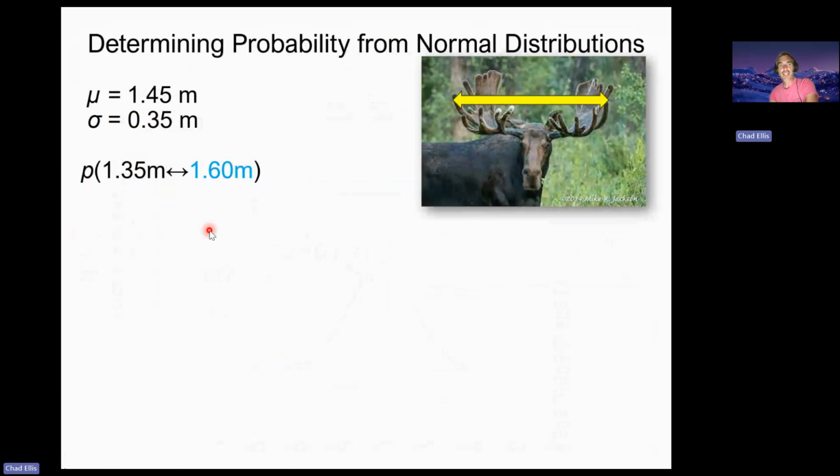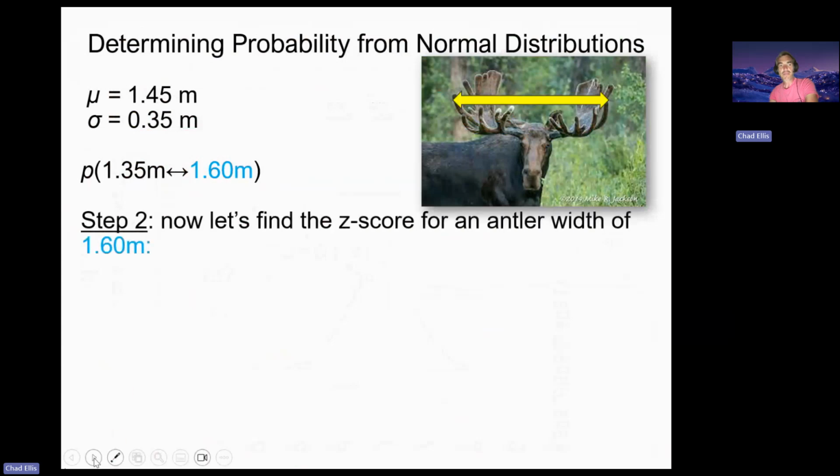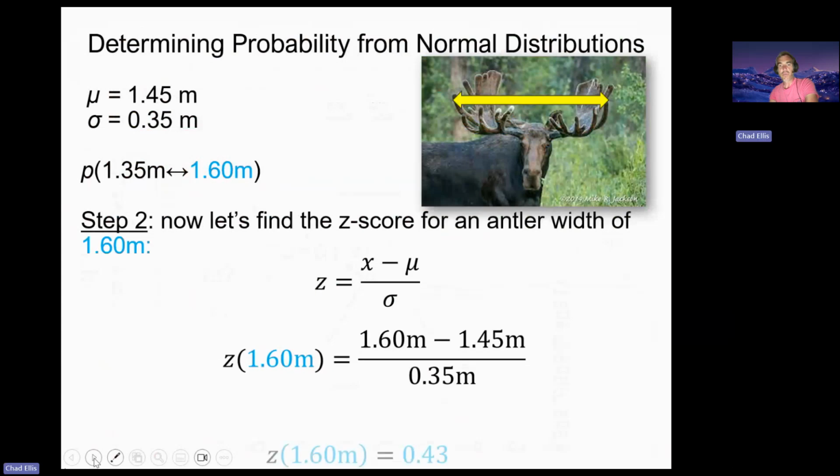Okay, so now let's calculate the z-score and the probability, or the area underneath the curve, for the upper end, 1.6 meters. Same kind of process. Now we're just going to enter in 1.6 meters. That gives us a z-score of plus 0.43, which makes sense because this value is slightly higher than our average value.